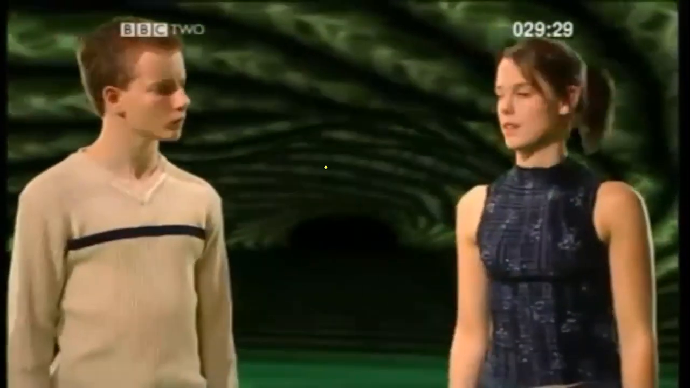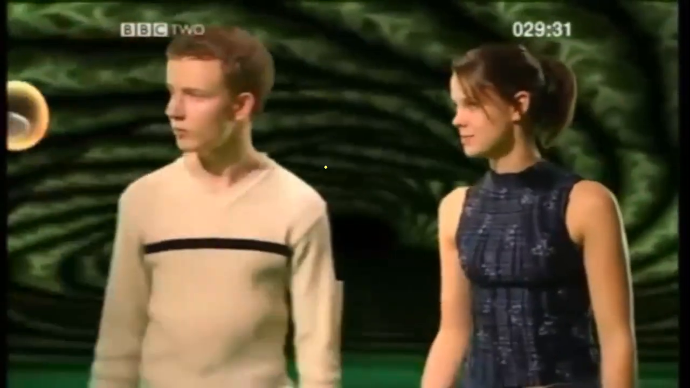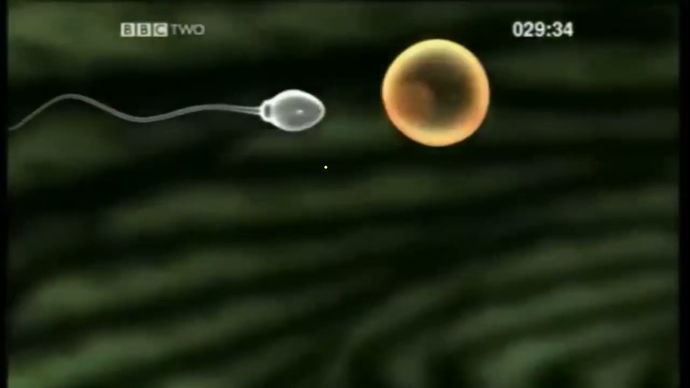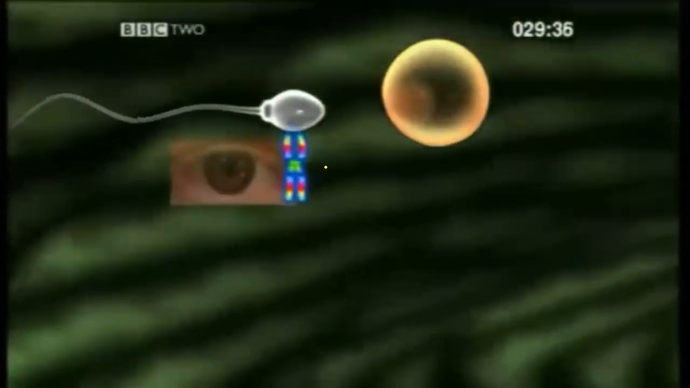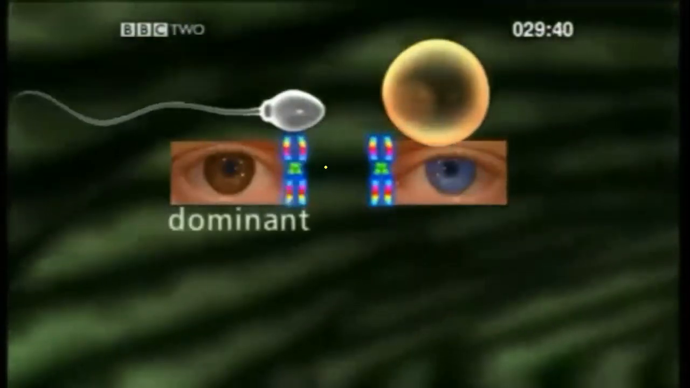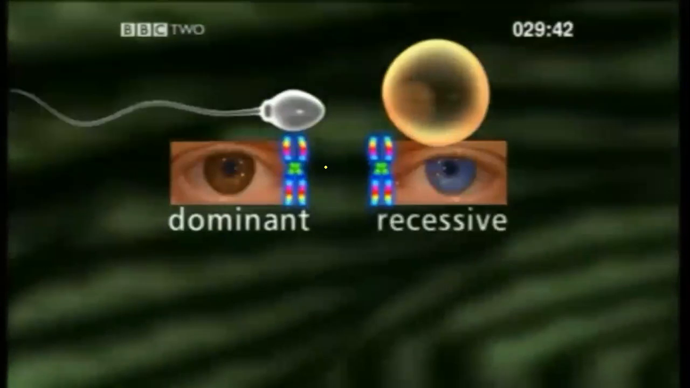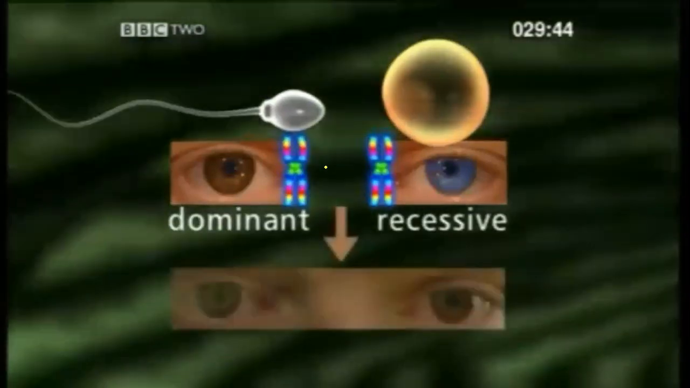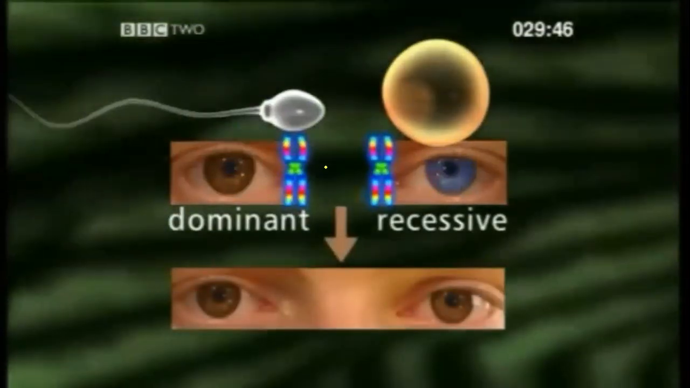Basically, some genes are said to be more dominant than others. So, for instance, if one parent was to contribute a brown-eyed gene and the other parent was to contribute a blue-eyed gene, the brown-eyed gene would be dominant over the blue-eyed gene, which is said to be recessive. This means that the child has brown eyes.